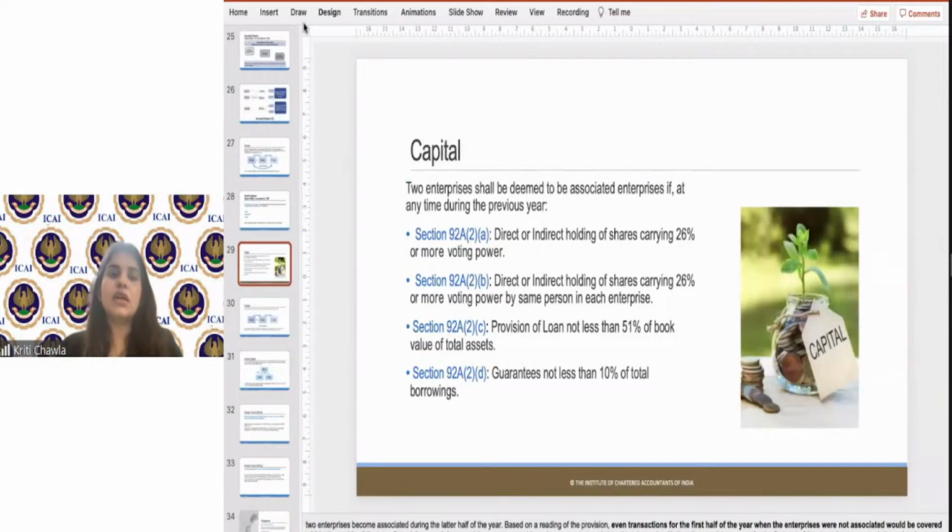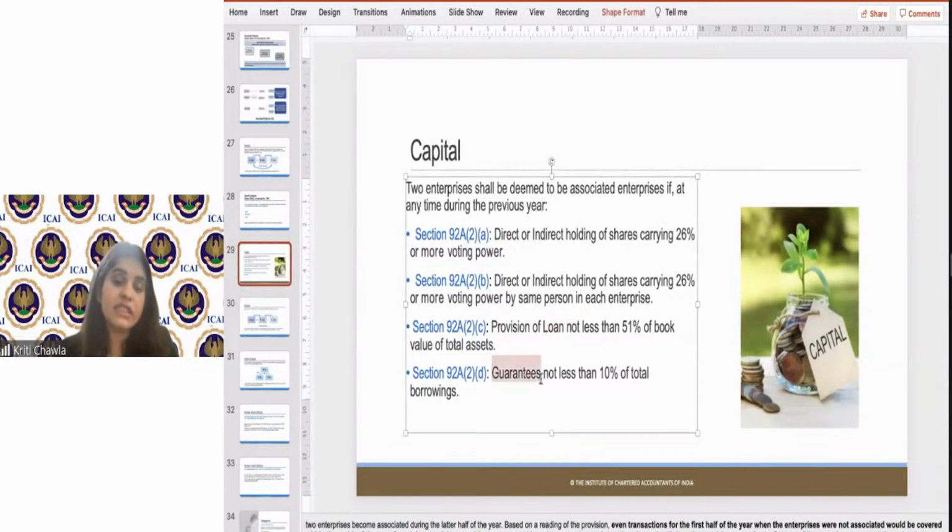The point is that, for all these purposes, the meaning of loan and the meaning of guarantee is in respect of borrowings and not any other guarantee, etc. For everything, what is the meaning of book value? It's all provided in the Income Tax Act. So you'll have to look at the book value as per the accounting standards, and then make that particular decision on whether the book value is less or more. All these calculations will have to be made accordingly.